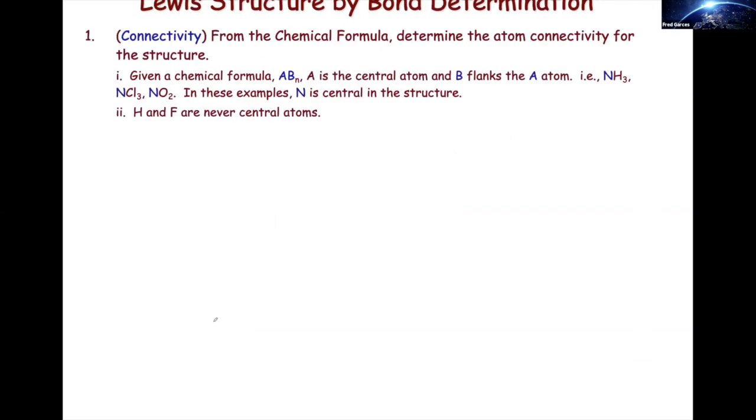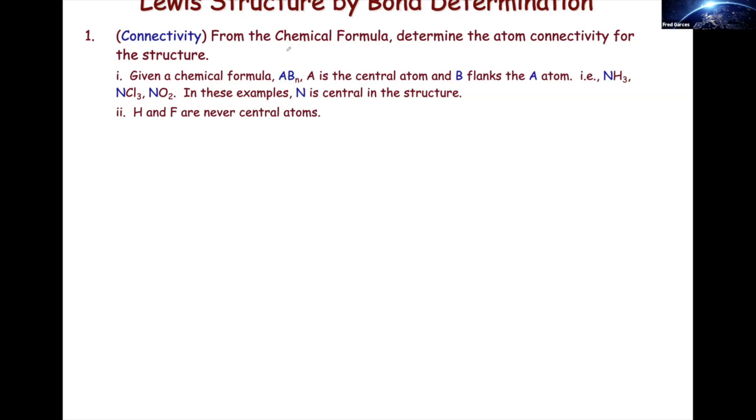First of all, Lewis structure by bond determination. You first need to figure out how many bonds are in the structure. And if you can figure that out, then you know how many of the total valence electrons to commit to the bonds. The remaining electrons are your lone pairs. So first you need to know the atomic connectivity.